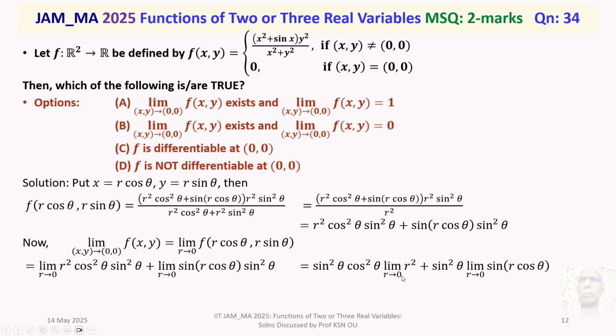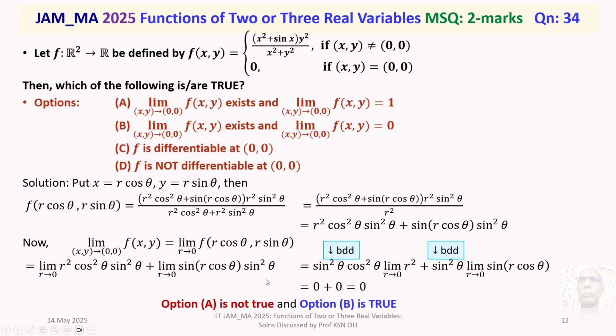Now limit r tends to 0 of r square is 0. And you further note down this is bounded. Here also sin square theta is bounded. And as r tends to 0, sin of r cos theta tends to 0, because it's a continuous function. For that reason, this entire thing will become 0 plus 0 is equal to 0. So the limit exists, and the value of the limit is 0.